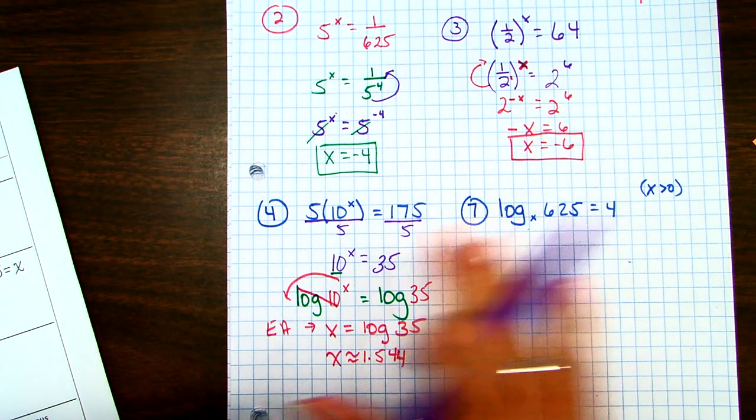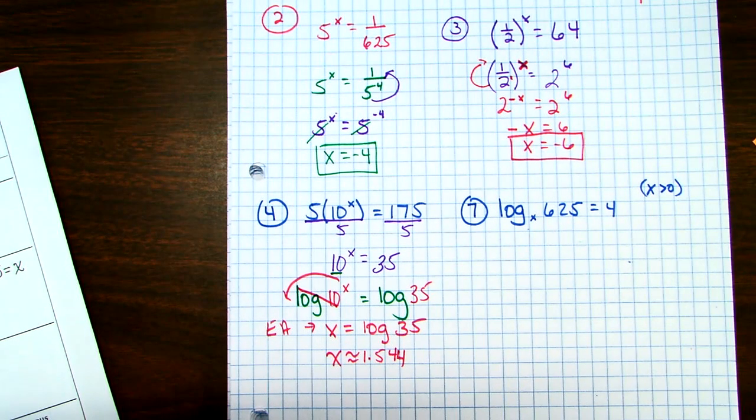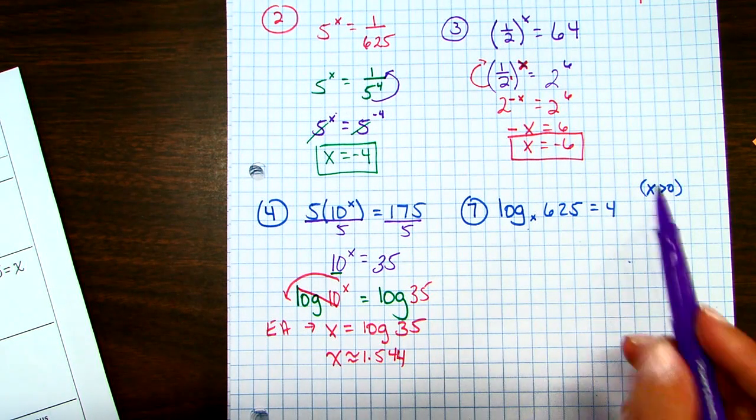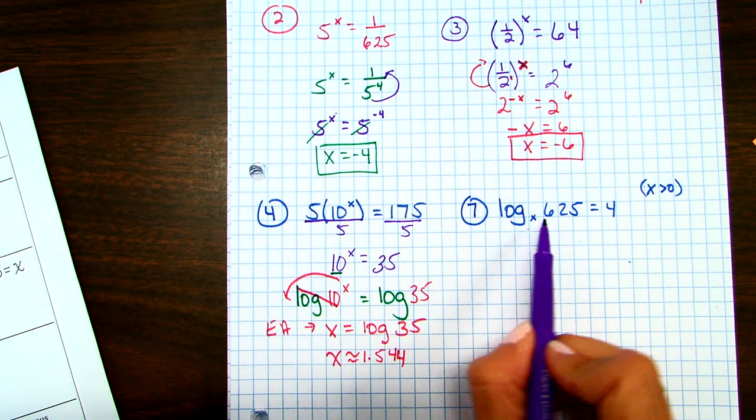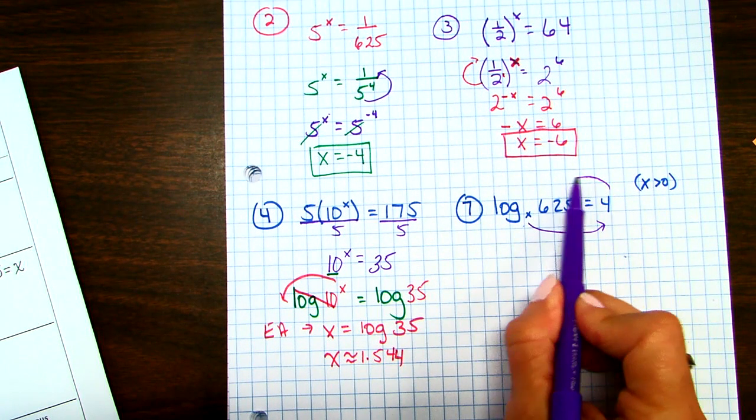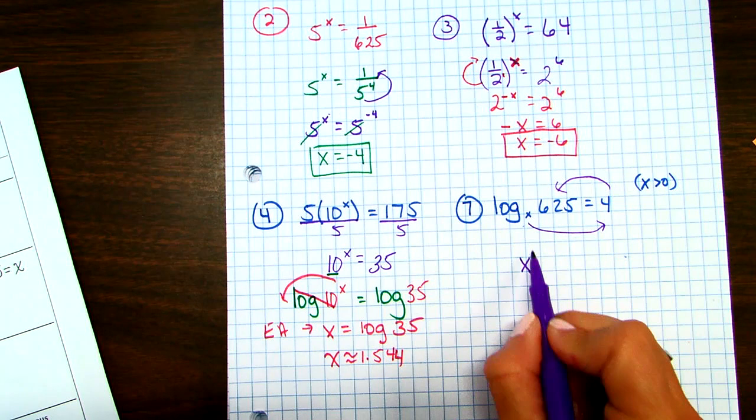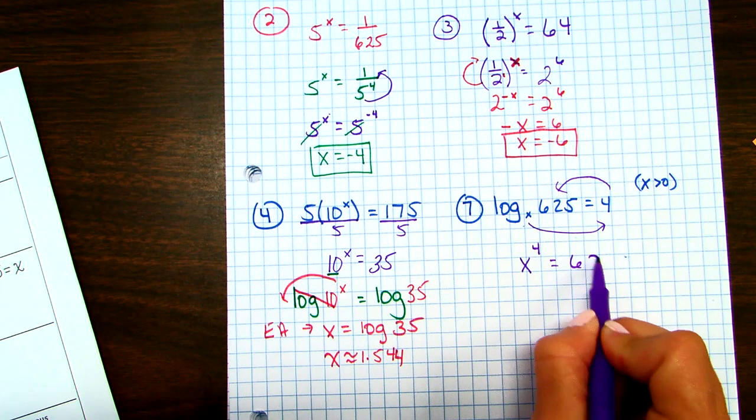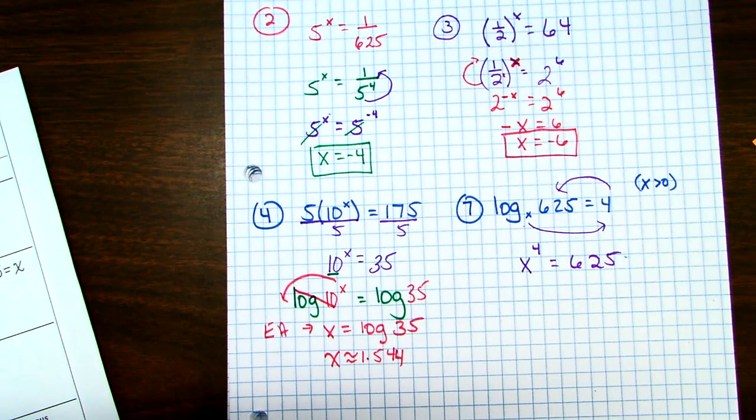We don't have logs on both sides. We only have one. And so I think you have your hand up. Whenever there's just one, we're just going to rewrite it in its other form. I like to keep my x on the left-hand side, so it worked out nicely in this one. And just like when you have an x squared, we do the square root. If you have an x to the fourth, we do the fourth root.